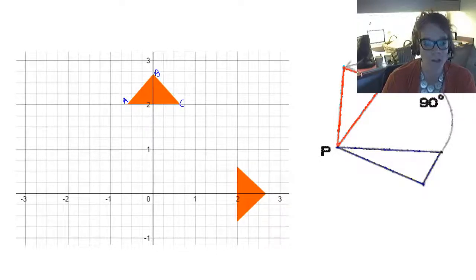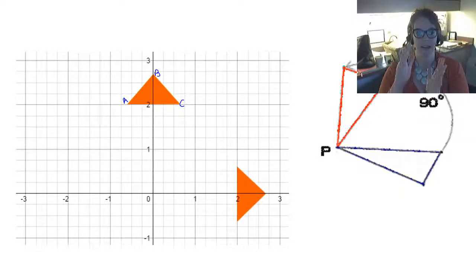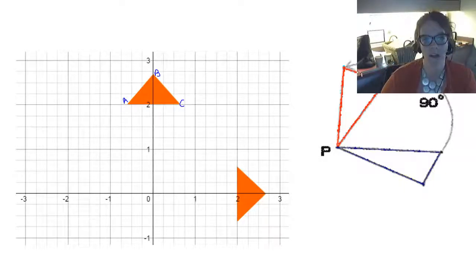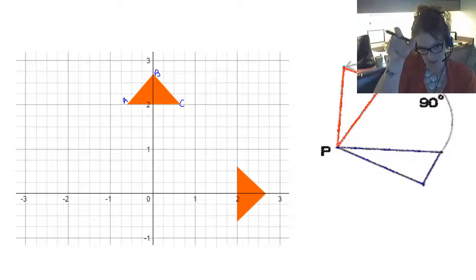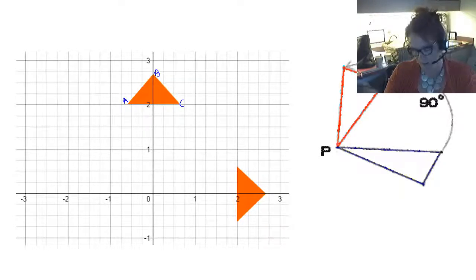Okay? So you could do this in a couple of different ways. You could say that they turned the shape, they rotated it, and then they moved it down, and then they moved it over. So this could be done with a rotation of 90 degrees, and then slide it down a few spaces, and then slide it over a few spaces. So they could do it that way.